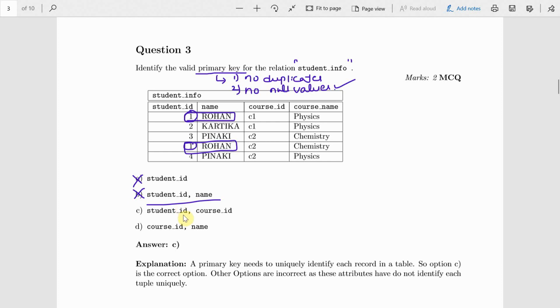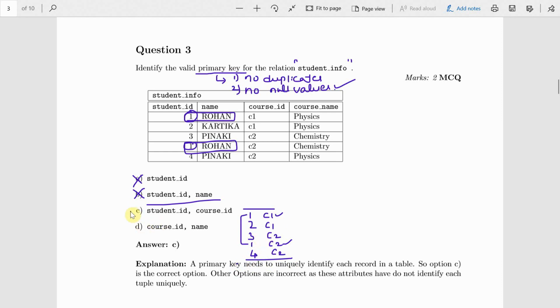And option C says student ID, course ID. What about student ID, course ID? We have 1 C1, 2 C1. Now when C1 is duplicated, course ID is duplicated, but student ID is different. 3 C2, 1 C2. Again course ID is duplicated, student ID is different. And observe the first and fourth tuple. Student ID is the same, course ID is different. And 4 C2. So all these combinations are unique.